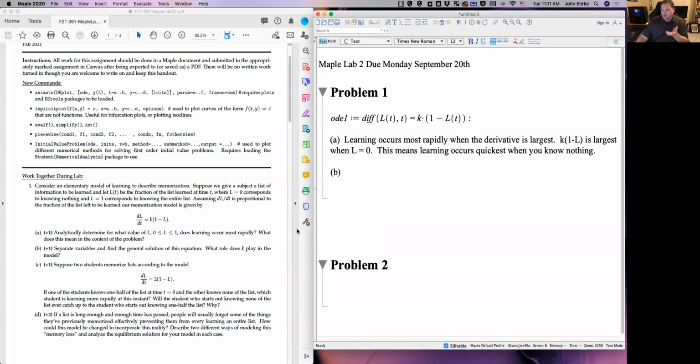All right, so on part B, it says separate variables and find the general solution. So I would encourage you to separate variables and do this by hand just as a practice, but we're going to use dsolve here. So on part B, I'm going to go in and use dsolve to solve this ordinary differential equation for L of t. And so you can see here that it's a decaying exponential of sorts.